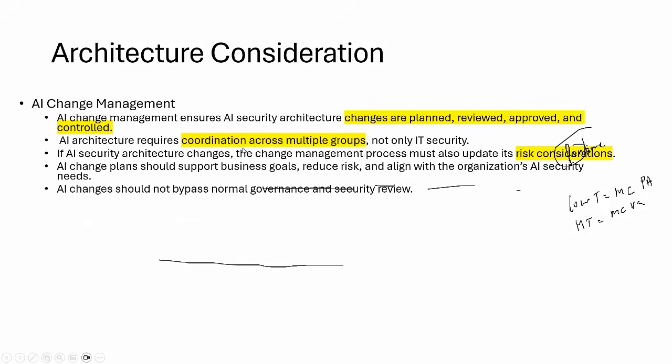Now let's take an example. You want to introduce some changes. I do understand. So there is a possibility you will introduce some changes, so it needs to go through a change management process. The way you do changes in traditional IT and all that, a similar kind of change management we have to follow here. So if the AI security architecture changes, the change management must update the risk considerations.